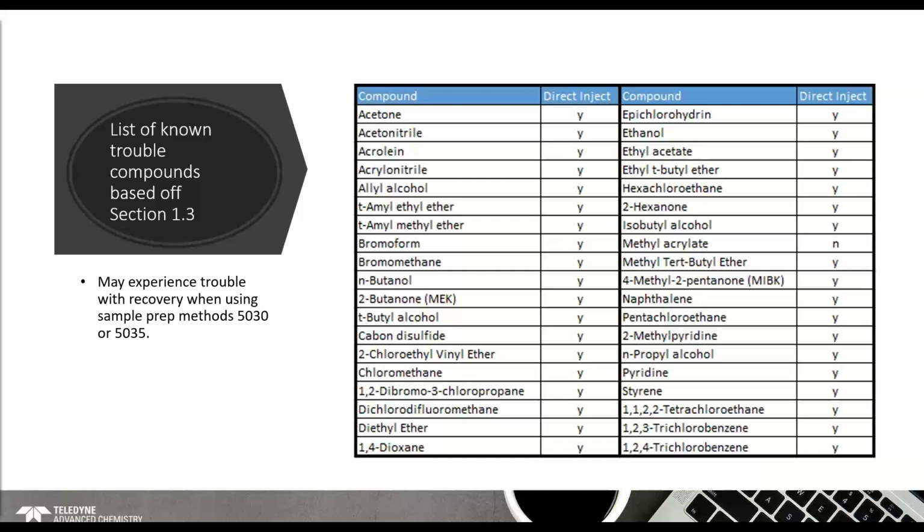Here's a brief list of compounds that are known to have difficulties with recovery via purge and trap, and please refer to section 1.3 of the method for a complete list of trouble compounds. But if you're having any issue with these, you can try a direct inject approach. To demonstrate which ones are more successful, you'll see a list guided by Y, and the ones that you may still have a little bit of complications with noted by N.